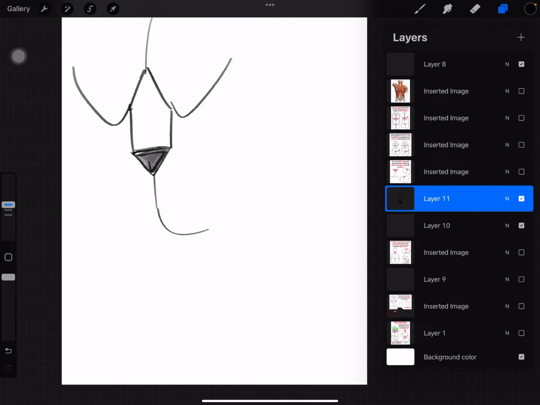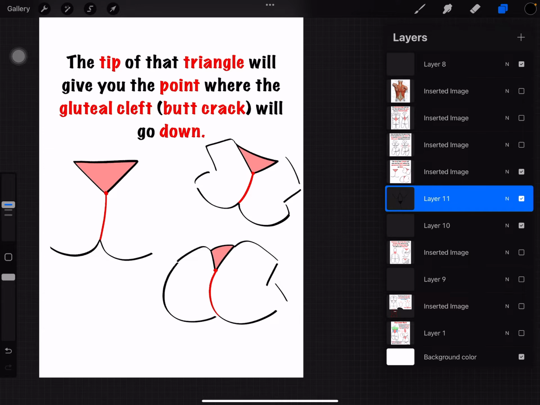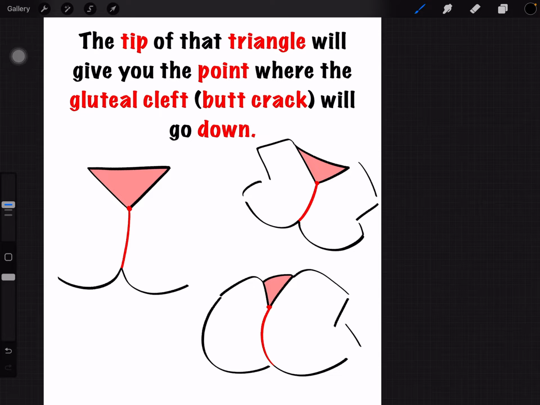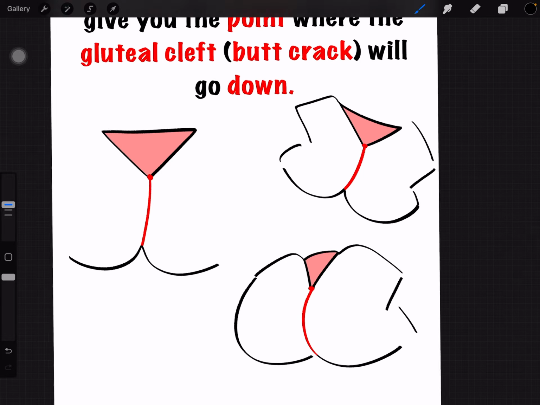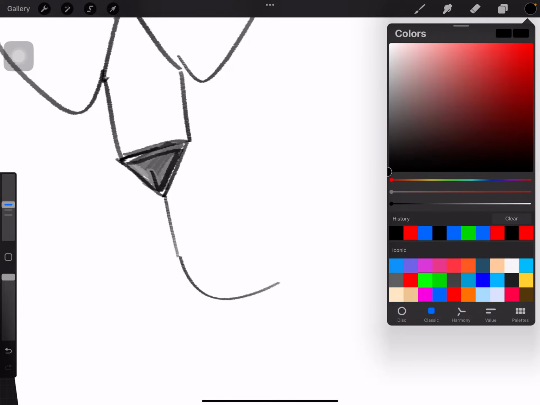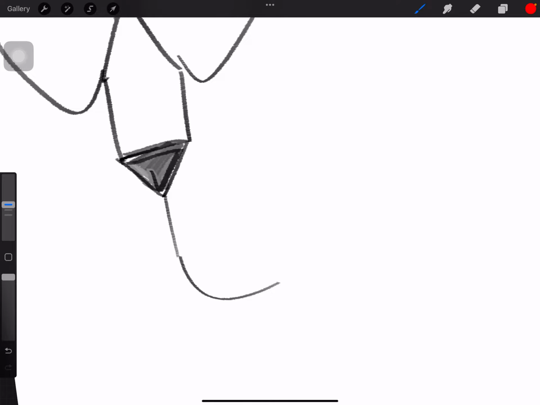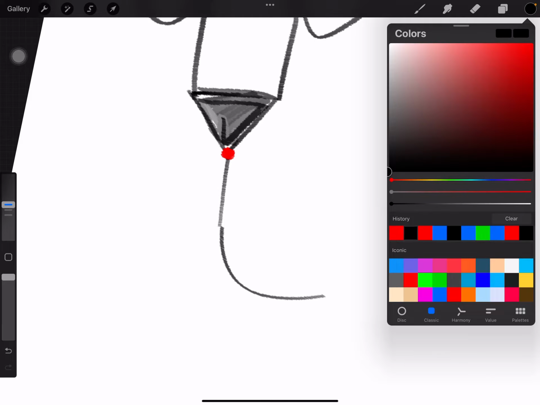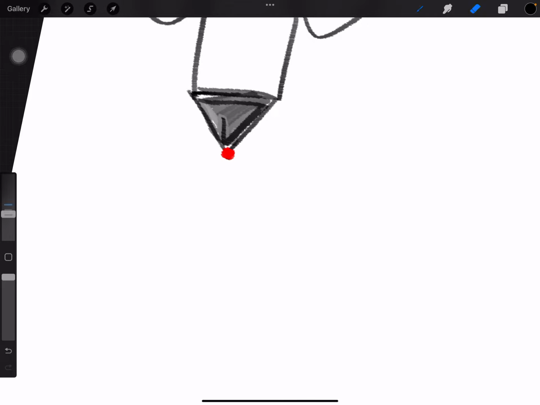Oh yeah, and then I should probably mention this one right here. The tip of the triangle will give you the point where the gluteal cleft, which is, you know, medically, air quote, medically correct terminology, but of course, it's the butt crack, will go down. So now I have these little depictions. Of course, when I say the point, I mean the pointy bit at the bottom of that triangle, which is right here, right? If you extended a line down from that point, it'll be the butt crack.